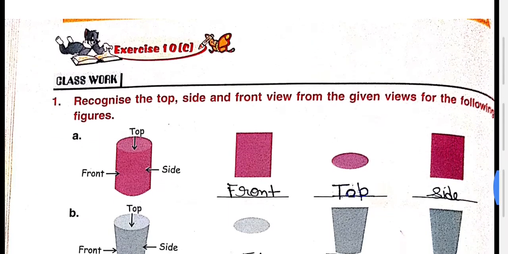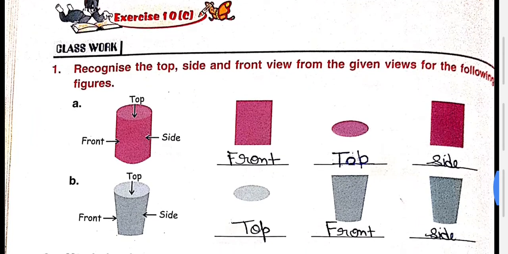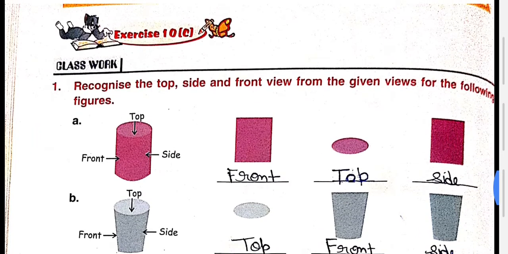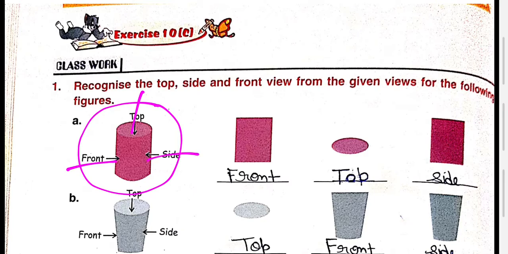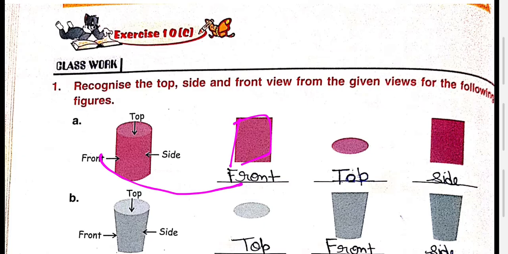Now I come to exercise 10C. Recognize the top, side and front views from the views as follows. One cylinder is given and it shows which is the top, the front, or the side. There are the views. So what is this one? This is the front view, and this is the top view, and this is the side view. So you have to write here only front, top, side.